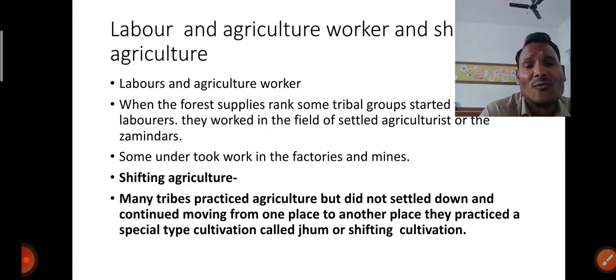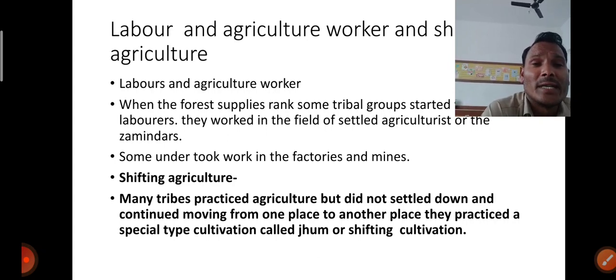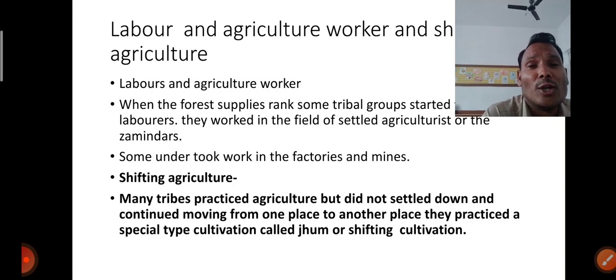Now we will see some features of shifting agriculture. Many tribes practiced agriculture but did not settle down and continued moving from one place to another. They practiced a special type of cultivation called jhoom or shifting cultivation. Shifting cultivation is known in different areas by different names like Penda, Podu, Khandad and many other names. In Sudan it is also known, and it is known as slash and burn agriculture.